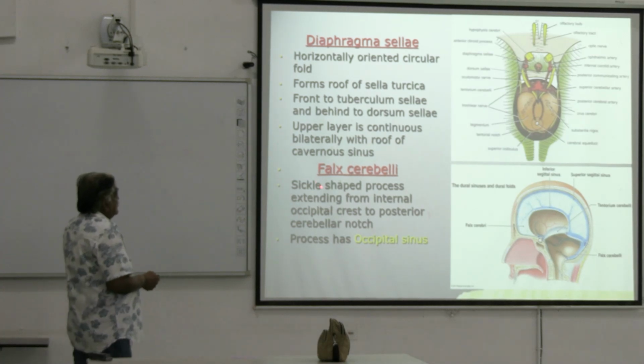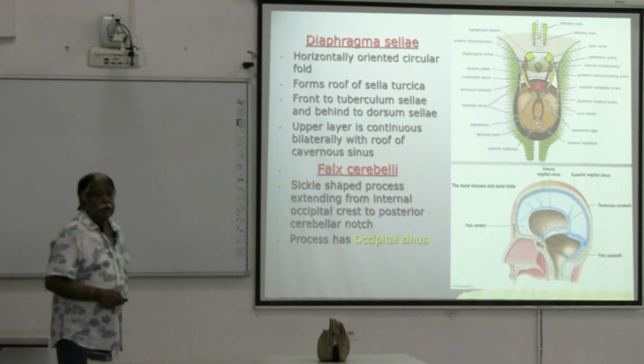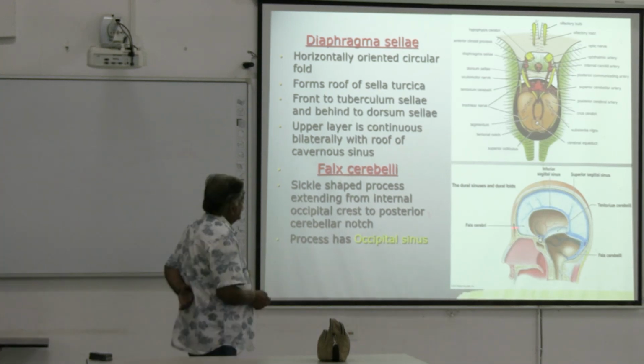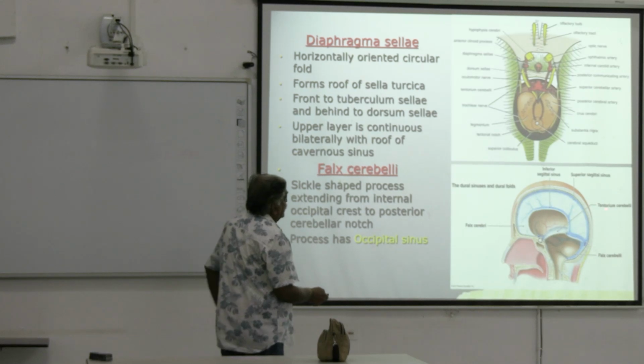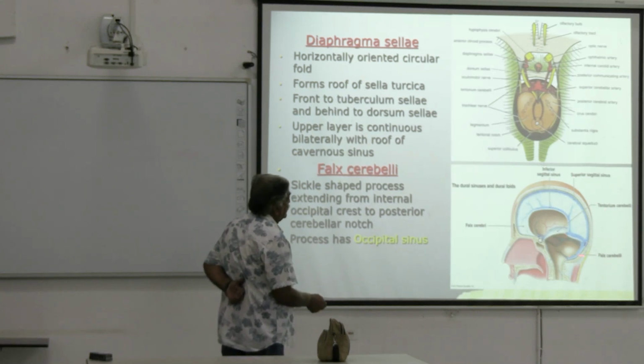Falx cerebelli, a sickle-shaped process extending from the internal occipital crest to the posterior cerebellar notch. The process has the occipital sinus. Now, when you know the cranial bones, when you are studying the osteology of the cranium, then it will be more clear. But now you can see this is the Falx cerebelli, dural sinuses and dural folds. These are the inferior sagittal sinus, tentorium cerebelli, superior sagittal sinus, and Falx cerebelli.